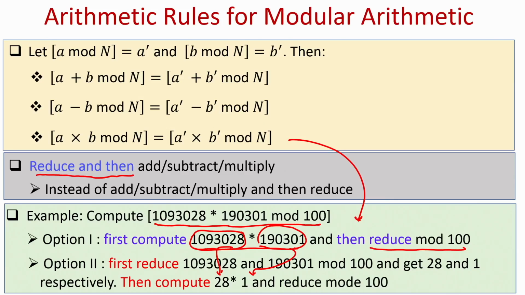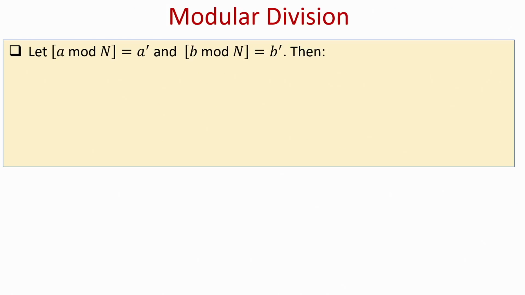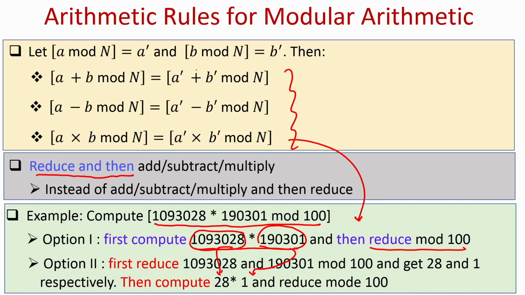These are some interesting rules which we will be encountering again and again. That means, if I want to do some modular arithmetic, I can always reduce the operands first and then apply the operation, and then again if required I can reduce, instead of doing the operation and then applying the modulus. Okay. Now, we have seen the rules for addition, subtraction, multiplication.